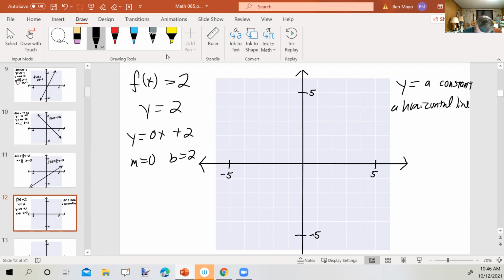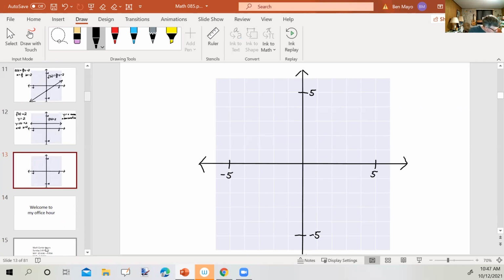Okay, so what would I do? I'd start here and I'd go up 0 as I go over. And so what I get is a horizontal line going through y equals 2. Okay, so a line in the form y equals a constant is a horizontal line, and the slope of a horizontal line is 0. Any questions there?